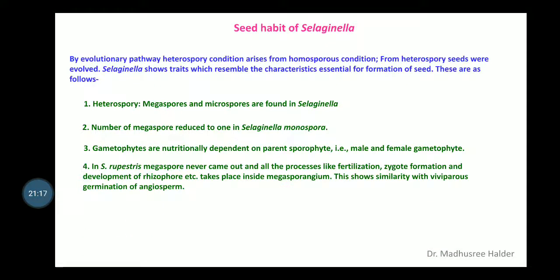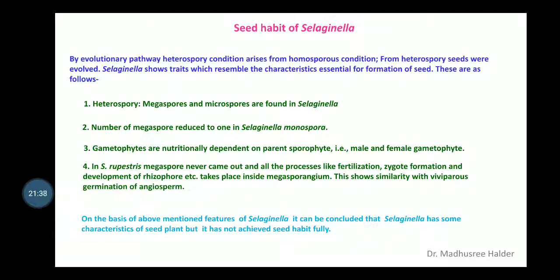And next, in Selaginella rupestris, megaspores never come out, and all the processes like fertilization, zygote formation and development of rhizophore take place inside the megasporangium. This shows similarity with viviparous germination of angiosperms. So, on the basis of the above mentioned features of Selaginella, it can be concluded that Selaginella has some characteristics of seed plants, but it has not achieved the seed habit fully. So, that is all about Selaginella.